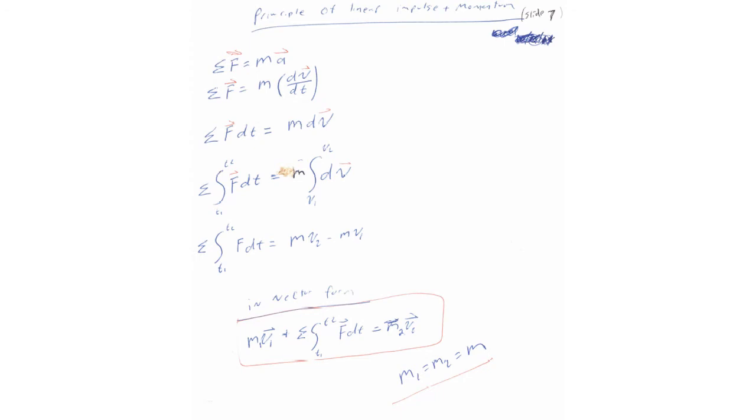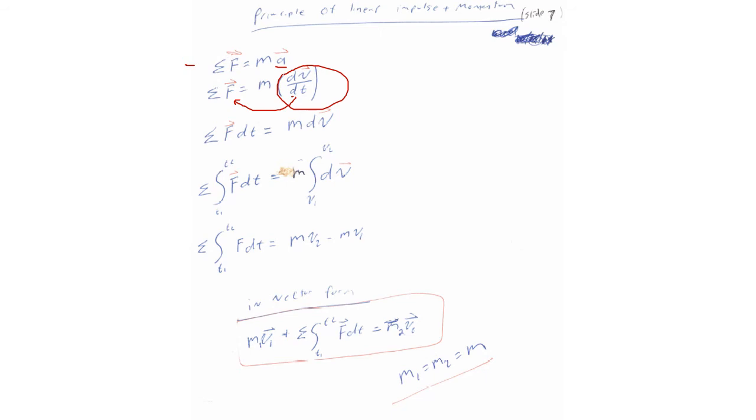So if we break this down a little bit and talk about the principle of linear impulse and momentum, we start with Newton's second law here. We have summation of forces equal to mass times acceleration. We recall that acceleration is the first time derivative of velocity, or our dv dt. So we can plug that in for our acceleration there. So now, if we rearrange this and put our dt over on the other side of the equation, we have summation of forces dt is equal to mass times dv.